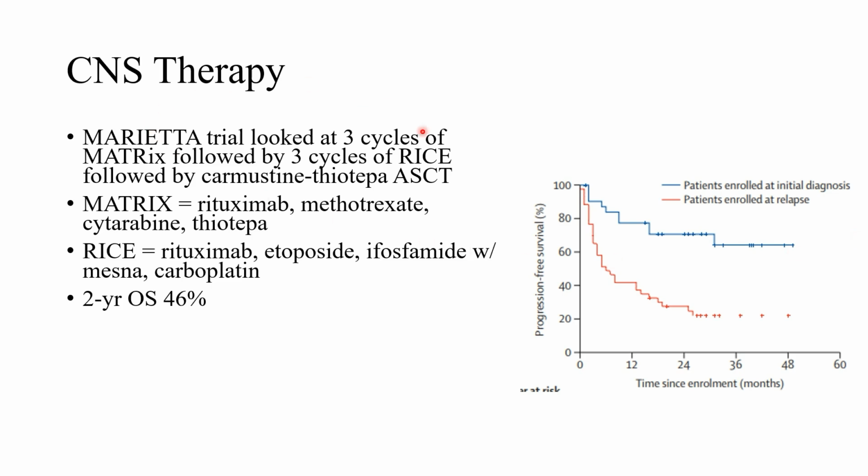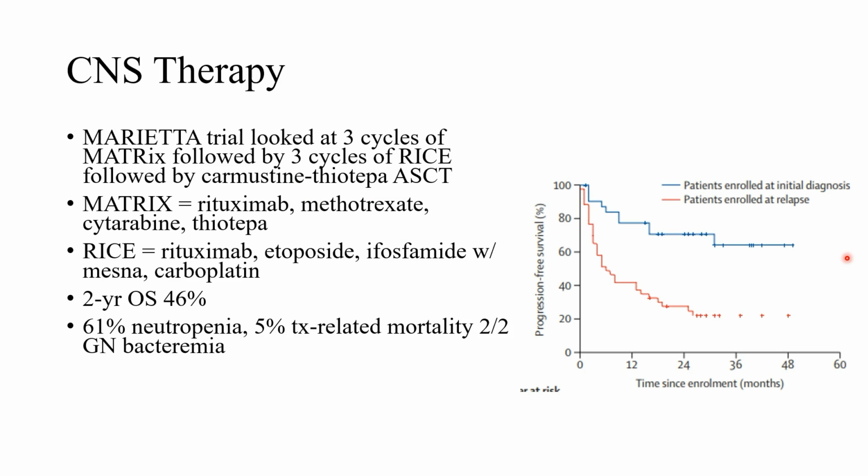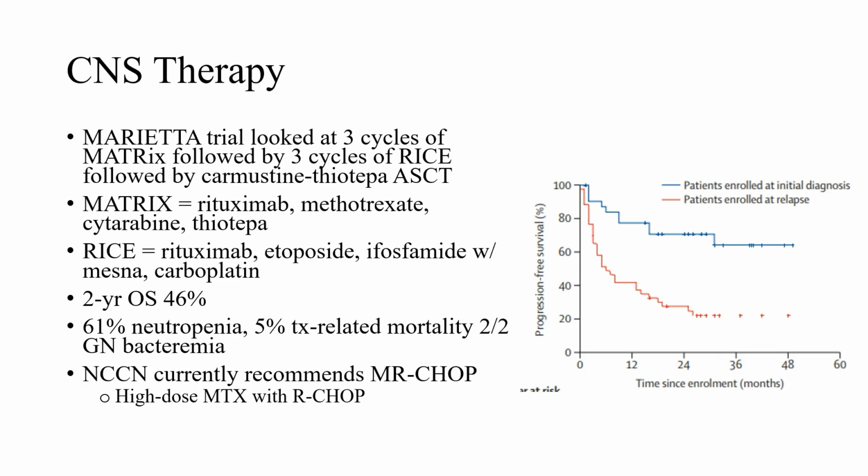The reason these therapies may look so different is that R-CHOP doesn't cross the blood-brain barrier, so you need alternatives to get through there. Primarily, methotrexate is one of those big alternatives. In the Marietta trial, though, the big downside was a high rate of neutropenia, and there was even 5% of patients who had treatment-related mortalities, and all of those were secondary to gram-negative bacteremia. And so while Marietta is often used as guidance, the NCCN actually currently recommends M-R-CHOP, which is high-dose methotrexate with R-CHOP.